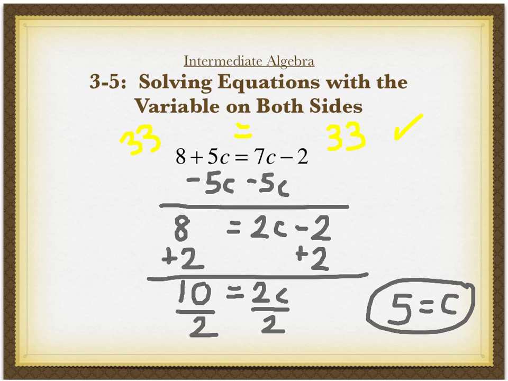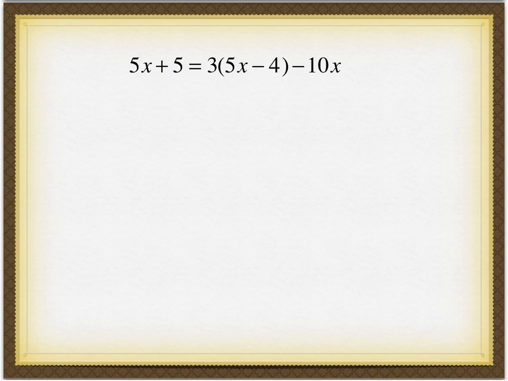Alright, we're going to move on to another one here and do some more problems. So here's a tougher looking one because it has some parentheses. As I said before, we do want to simplify each side as much as we can, so I'm going to go ahead and use the distributive property here. So 3 times 5x is 15x. 3 times negative 4 is negative 12.